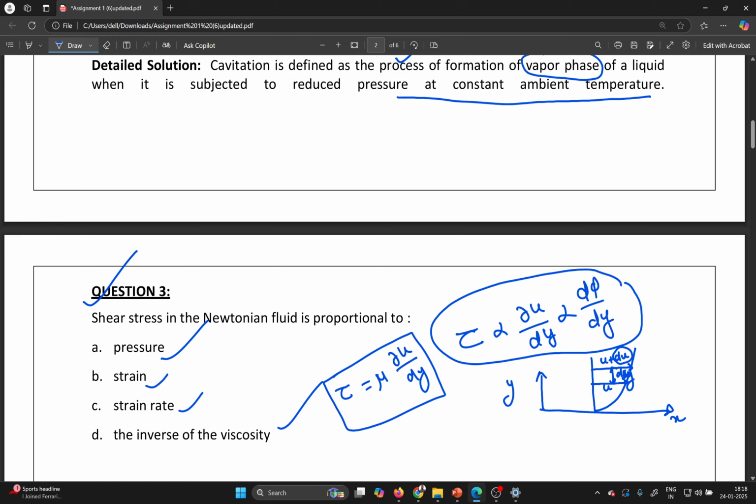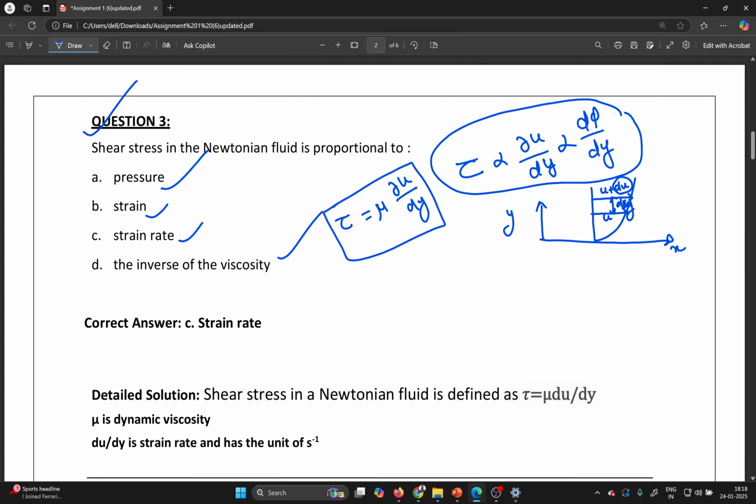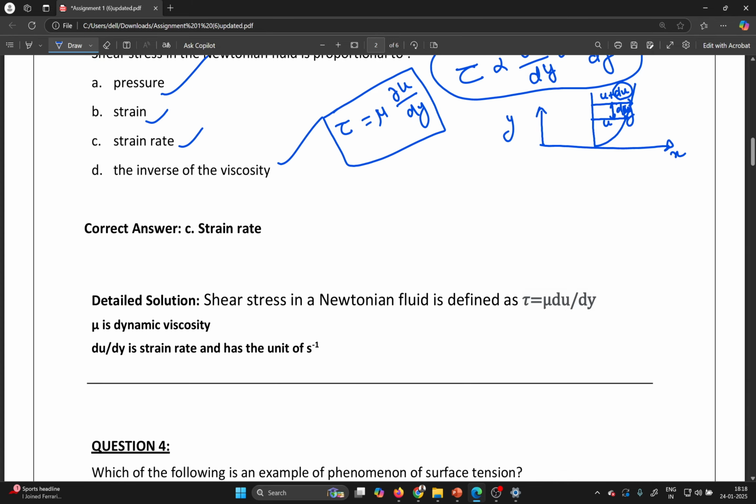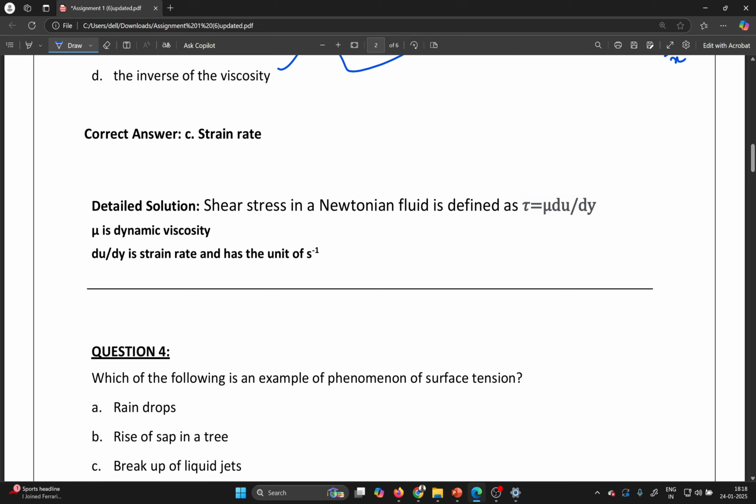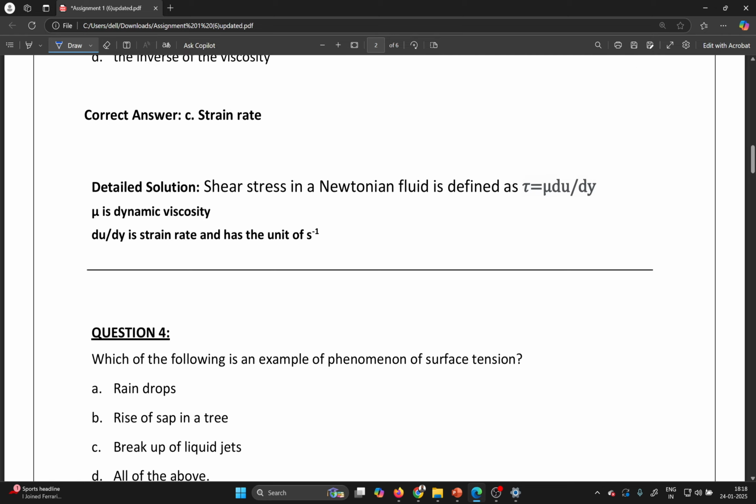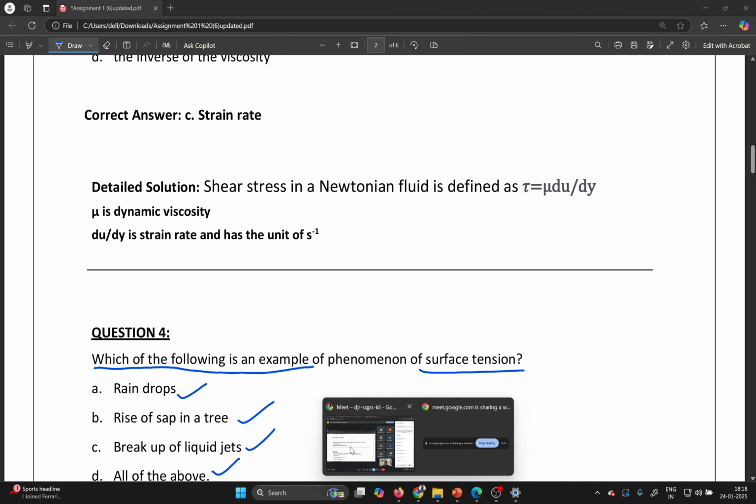Now we'll move on to the next question, question number 4. Please try to give your answer. Which of the following is an example of phenomena of surface tension? Raindrop, rise of sap in tree, break up of liquid jets, all of the above. Which option is correct? Please try to give your answer.